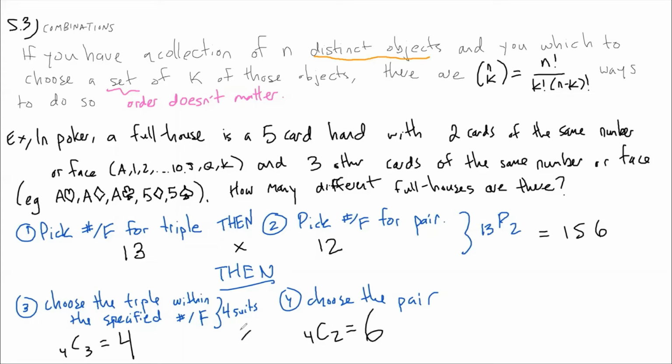And again, it's that word then between it. So once we have the number or whatever face it is, once that's picked, there's only going to be 4 times 6 ways that we can choose the suits within that. So that's going to be 24. And it's a big then between them. So it's 156 times 24, which is 3,744. So that should be your number there.